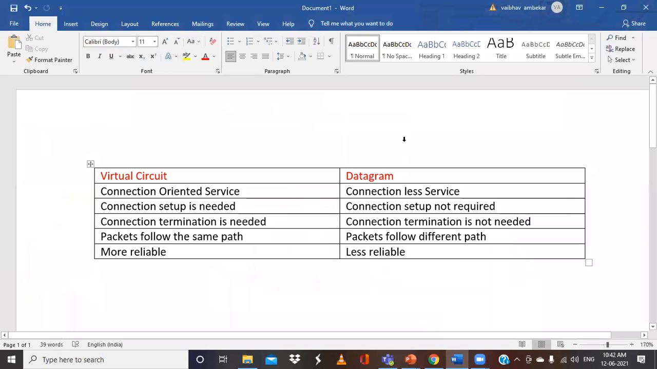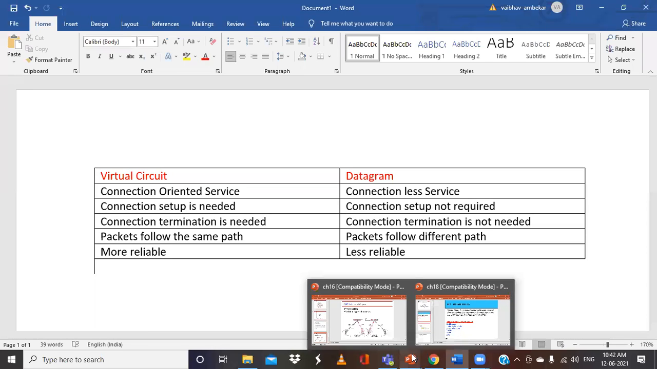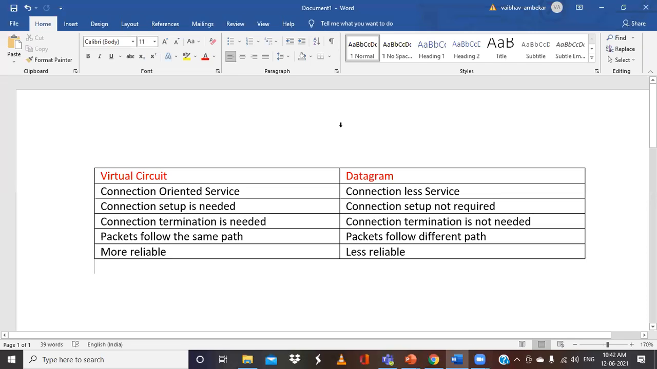Yes, sir. The next thing that we are going to discuss is virtual circuit networks. You have studied the switching techniques. What are the three types of switching techniques that you have studied? Message switching, circuit switching, and packet switching. So we are going to discuss packet switching techniques.